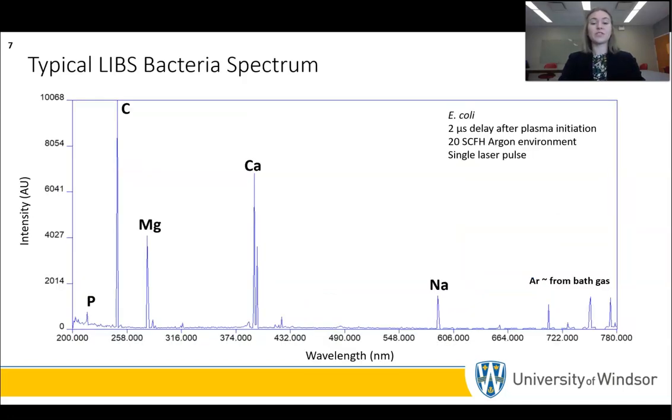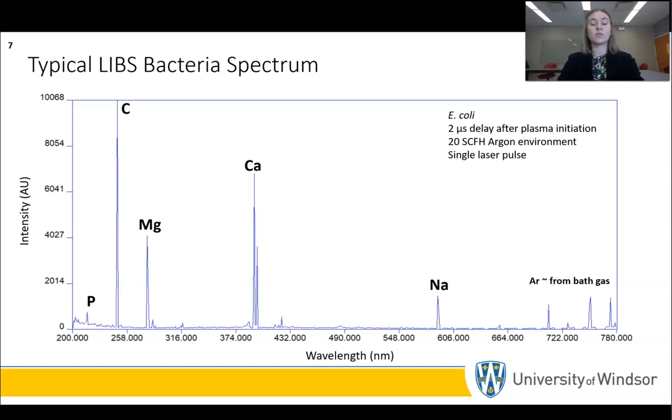A typical bacterial spectrum that we would see is shown here. You can see strong emission lines from magnesium, calcium, sodium, and carbon. There are also smaller emissions from phosphorus lines and argon lines to the right of the spectrum. Carbon comes from that nitrocellulose filter, so it is omnipresent in our background and we always see it. However, magnesium, calcium, sodium, and phosphorus are present in those bacterial cell membranes and cell walls, and they're present in different ratios. And taking the intensity of these ratios is how we're able to differentiate between bacteria.